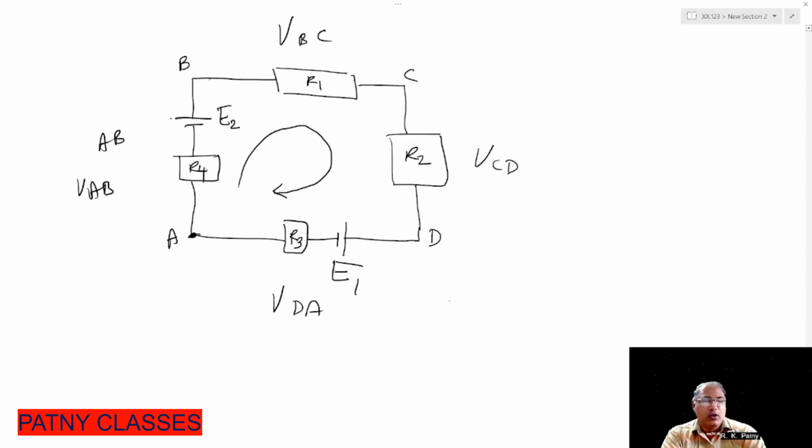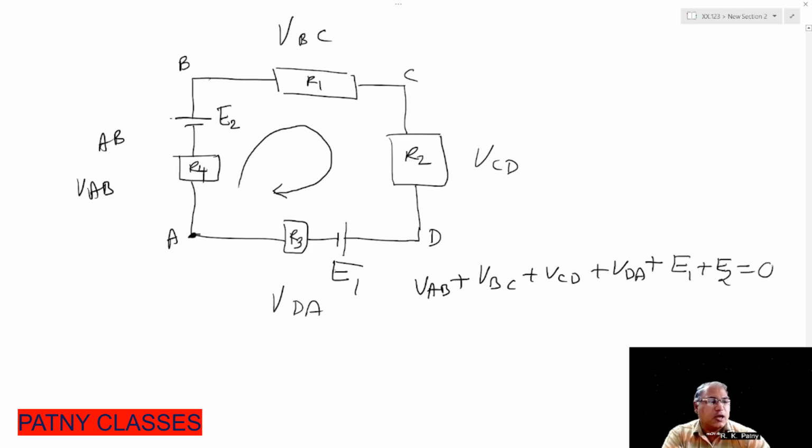According to Kirchhoff's voltage law, the addition of all voltages, that is VAB plus VBC plus VCD plus VDA, as well as the value of all EMFs, here the two EMFs E1 and E2, must be equal to 0. That means all potential drops and all EMFs added together give 0. This is nothing but Kirchhoff's voltage law. This is Kirchhoff's mesh law. This is Kirchhoff's second law.